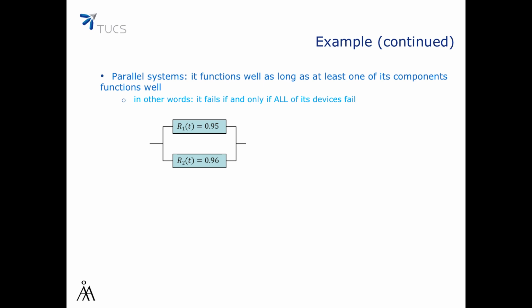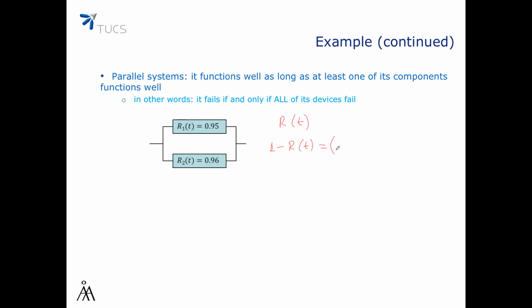A similar example now about parallel systems. Parallel systems function well as long as at least one of their components functions well. In other words, it fails if and only if all of its devices fail. To calculate the reliability of such a system, R(t), in fact it's easier to think about its fail probability, and the fail probability is 1 minus R(t) equals, and because this is a parallel system, it fails if and only if all of its devices fail.